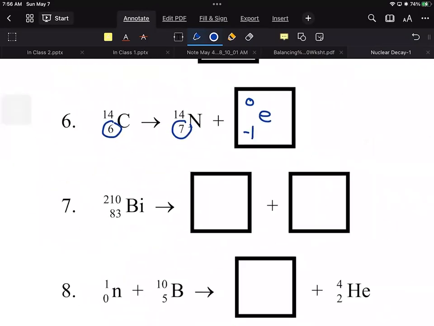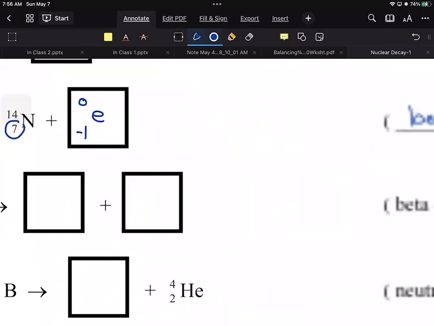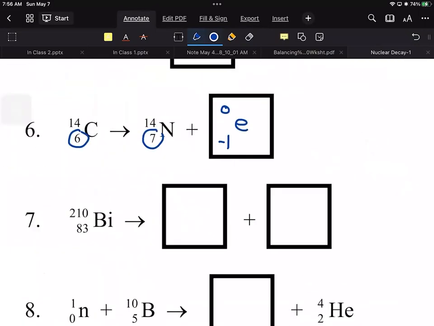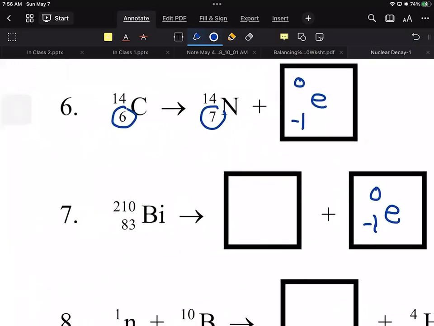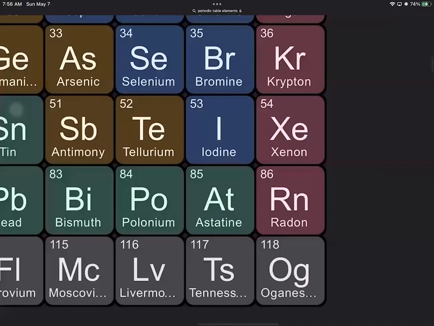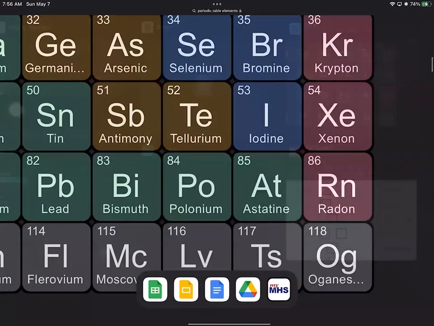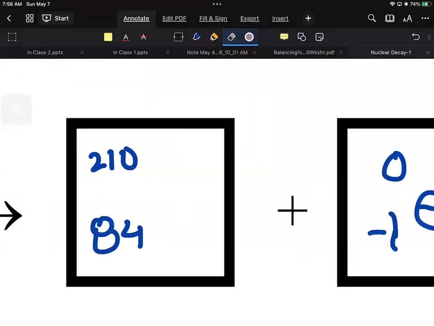All right, next one. Bi breaks down into what's here? Beta decay. So one of them is going to be e, 0, -1. And then 210 breaks down to 0. So what plus 0 equals 210? This will be 210. And then 83 breaks down to -1. So what minus 1 equals 83? It'll be 84. So let's find something that's 84. All right, let's fill in Po, polonium. Sweet.